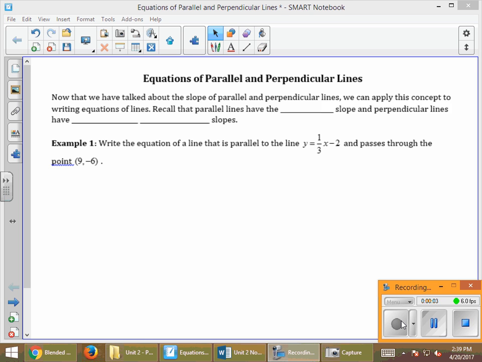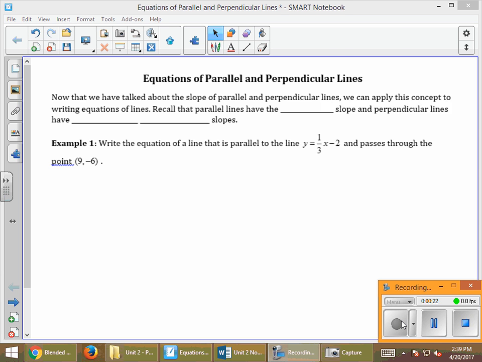Now that we have talked about the slope of parallel and perpendicular lines, we can apply this concept to writing equations of lines. So pretty much what we're doing is taking what we talked about the last two lessons and applying it to a concept that you talked about in Algebra 1.